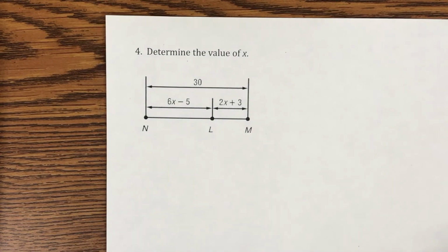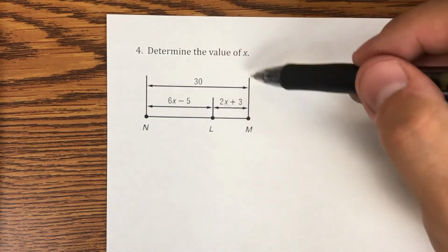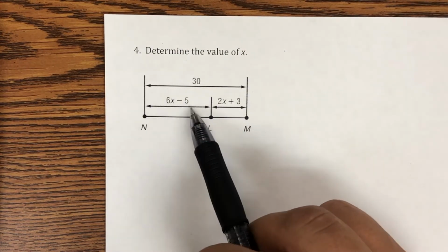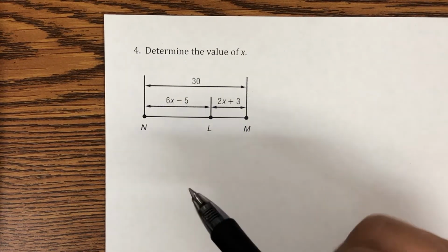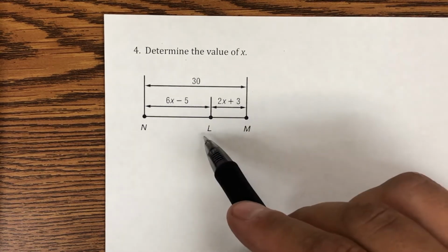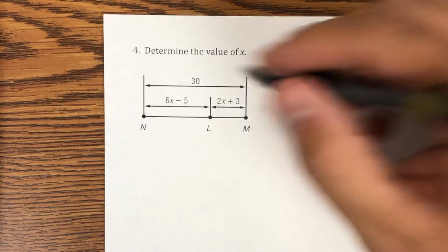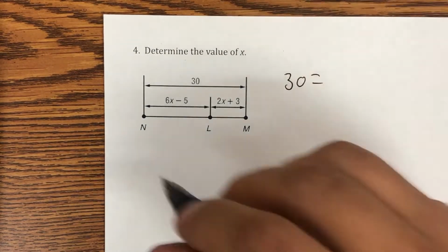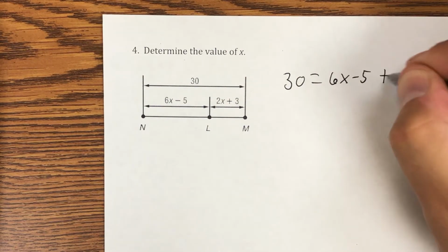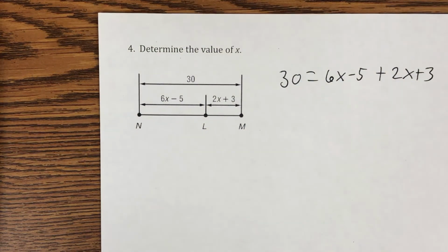This one has our diagram written out. So in this case, it appears as if our entire segment is 30, and our two parts are 6x minus 5 and 2x plus 3. So the entire segment NM is equal to NL plus LM. I'm not going to write that out this time. I'm just going to set up the equation. So the entire length 30 is equal to the first part, 6x minus 5, plus the other part, 2x plus 3. Now we will solve the equation.